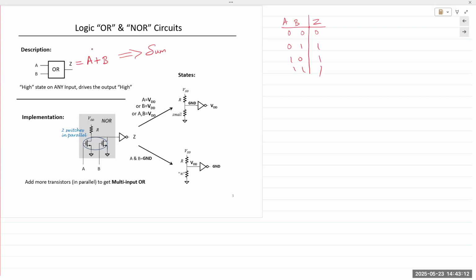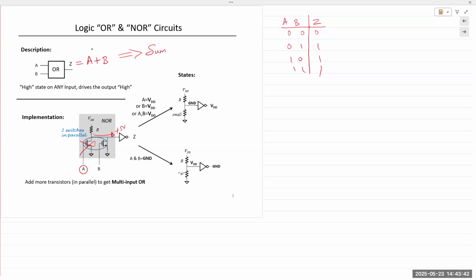Now, what do we see? Let's look at the explanation. We got two transistors, right? Let's just take the first transistor, A. Let's say A is 0. If A is 0, transistor is off, then your output is plus 5 volts. So if either one is 0, output is going to plus 5 volts.